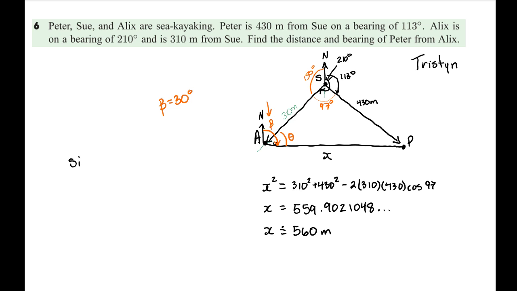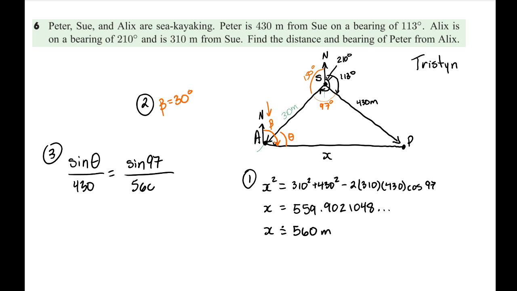To figure out theta, though, I will need to use sine law. So my first step was this. My second step is here. Actually, I guess arguably my second step was that quick one. My third step is sine law. And I know that sine of theta over 430 is equal to sine of, I mean, I could use 97, I guess, over 560. So sine theta is equal to 430 times sine 97 over 560.